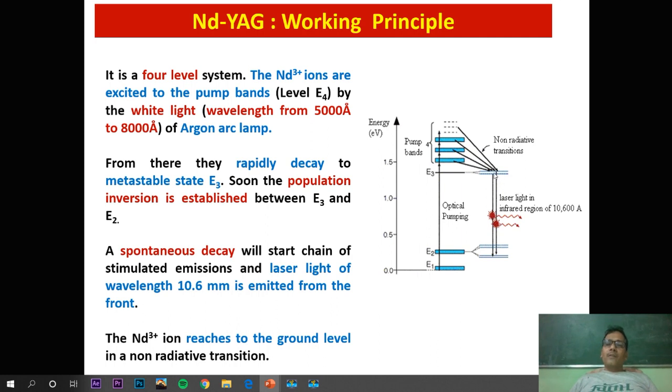And when one external photon is given to the ions of the E3 level, where the population inversion condition has been fulfilled, stimulated transition starts, and through this chain reaction we get the laser in the infrared region, and the wavelength of this laser is 10,600 angstrom. Finally the Nd ions reach the ground level through a non-radiative transition. So that cyclic process continues, and we get the Nd YAG laser.